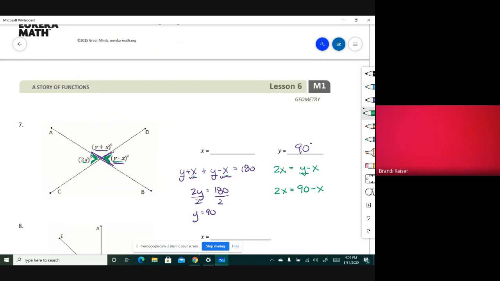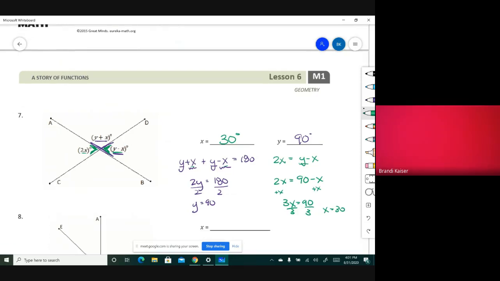I need to get my x's on the same side. So I'm going to add this single x to the other side. So I end up with 3x equals 90. I'll be able to divide by 3. And then x should be 30. Okay, now you could always go back and plug all that in and make sure that it all works out, but it should. Okay, so that one's just a little bit more algebra involved.